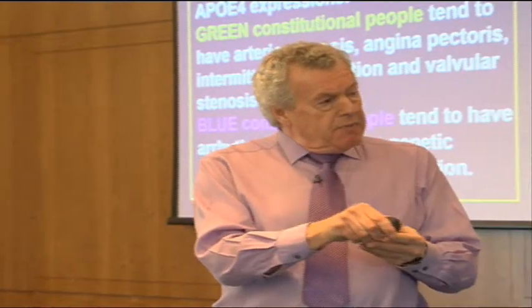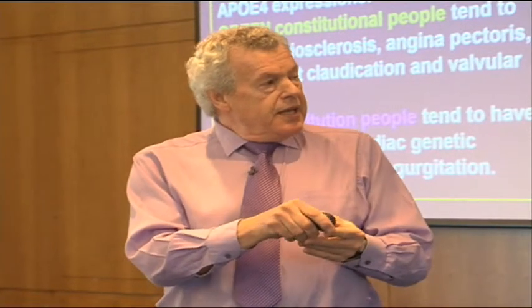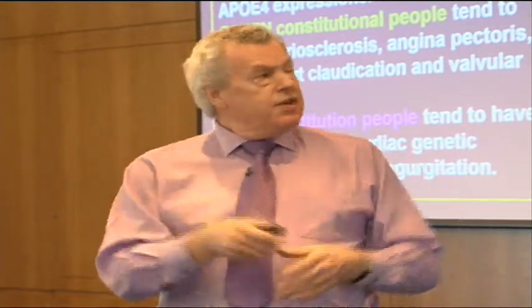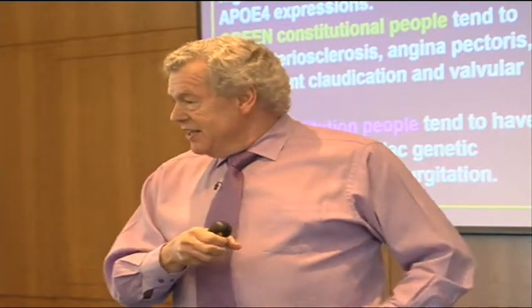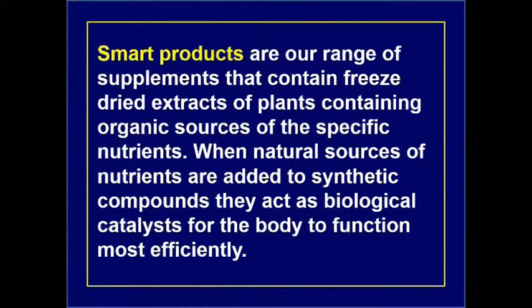So these people need the B1s and B4s. These people here need the B2s and 3s to open up the blood vessels, and these people need the B6s to get the homocysteine level down. So that's the model. Okay. So let's have a look what a SMART product is and why we call it SMART product.